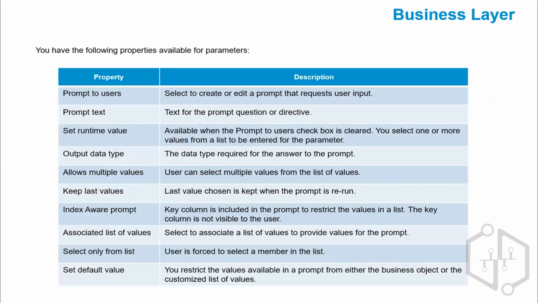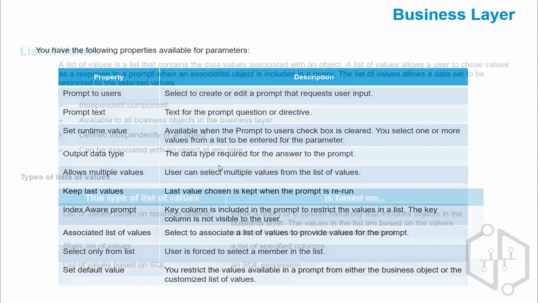These are additional properties available for the parameters, like prompt to user. If we check this option, it will prompt the user when he's refreshing the report. Prompt text is the text we want to show, for example we will mention text like "select year to refresh the report from the given list of values." So whenever the user refreshes the report, the same text will appear. After seeing that text, the user will select from the given list of values. So these are some of the properties available.